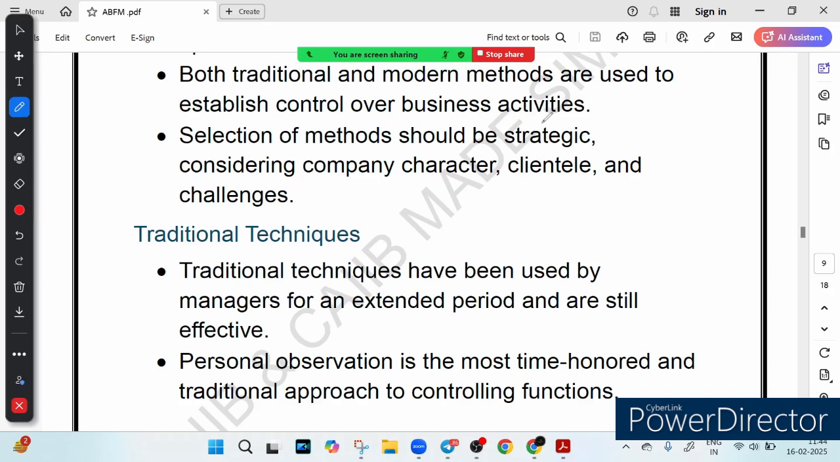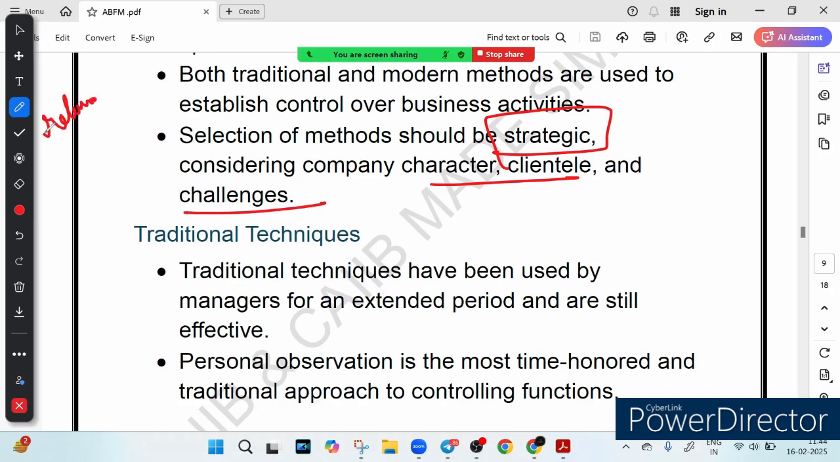Relevant means different levels of management need different data. And if we talk about strategic, it means the method must suit the company size, it must suit the company client, it must suit the company challenges, right? This is the meaning of strategic. So two key things to remember: the control method should be relevant and strategic.